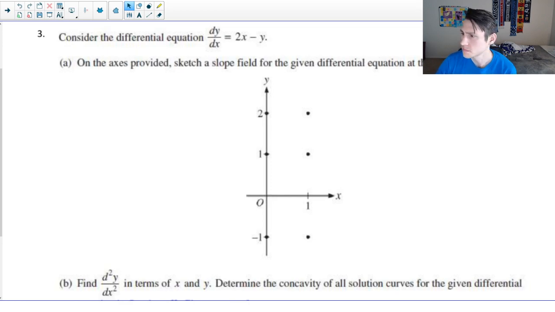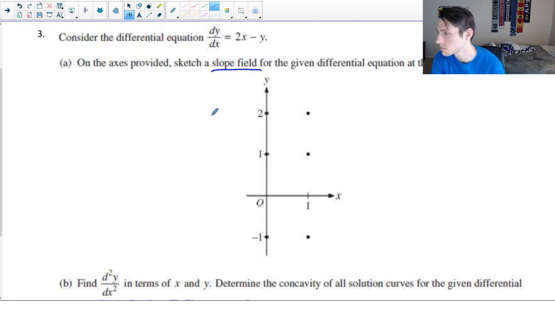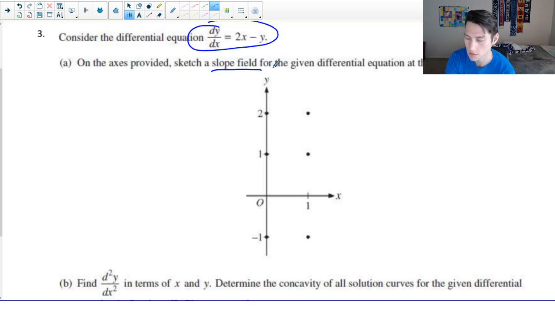So number 3, consider the differential equation dy/dx equals 2x minus y. Part A, on the axes provided, sketch a slope field for the given differential equation at the 6 points indicated. All right, slope field is something we talked about. Basically this means at each point, what does the slope look like? We have an equation for dy/dx, the derivative, which is a slope, so we just plug in these various points and figure out what the slope would be.